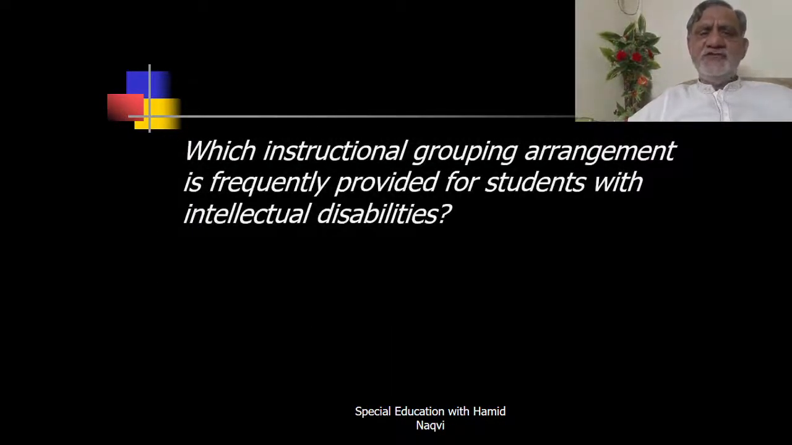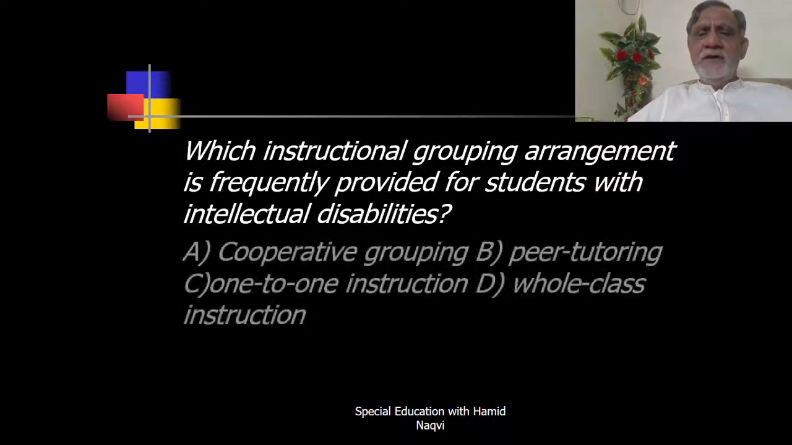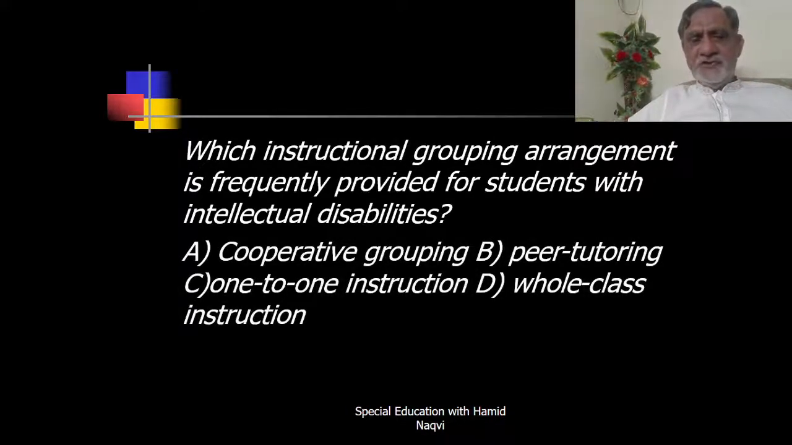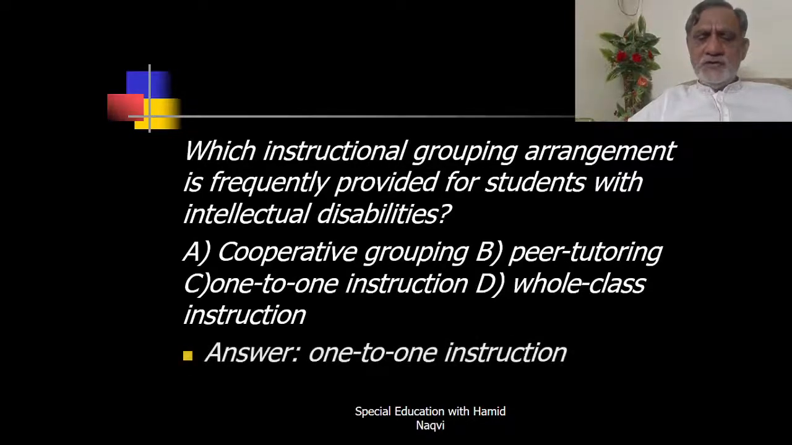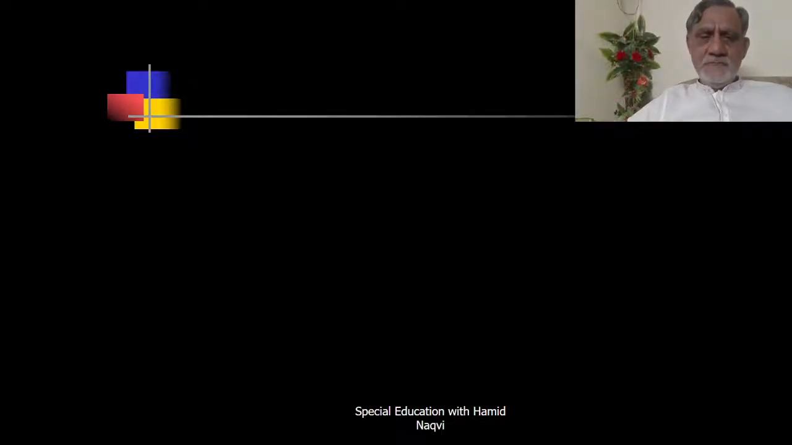Next question is, which instructional grouping arrangement is frequently provided for students with intellectual disabilities? Cooperative grouping, peer tutoring, one-to-one instruction, or whole class instruction? The answer is one-to-one instruction.